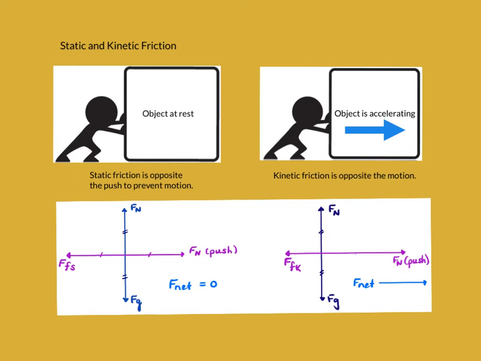There are two types of friction, static friction and kinetic friction. Have you ever noticed that when you push or pull on an object, it takes more force to just get that object moving than it does to keep the object moving? Why don't you try it?